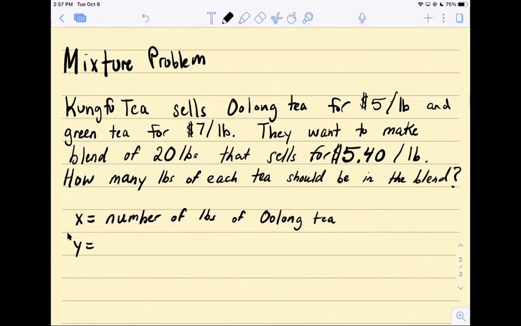And so for y, it would be the number of pounds, or the quantity, of green tea. Sometimes you can use different letters. You could maybe use, don't use O because that would look like 0, but you could use maybe T and G for oolong tea and green tea. You can use X and Y, whatever you feel comfortable with.